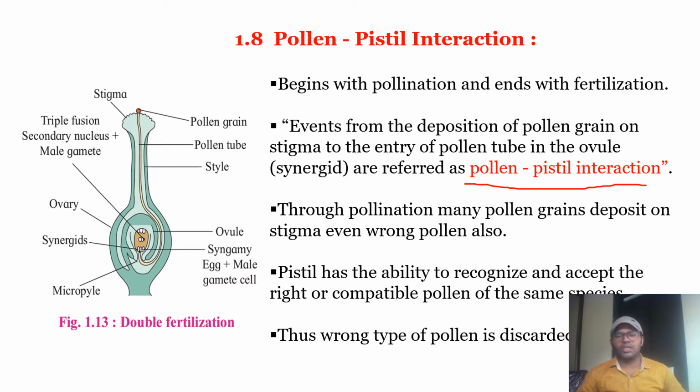Okay, so here pistil recognizes the correct pollen grains and allows them to enter into style, and they will reach up to the ovule. Here in diagram you can see this is nothing but the pollen grain which has formed pollen tube, and this pollen tube has entered within the ovule.